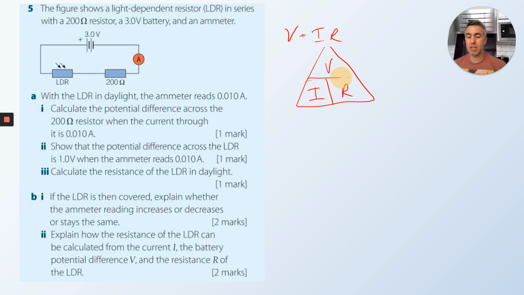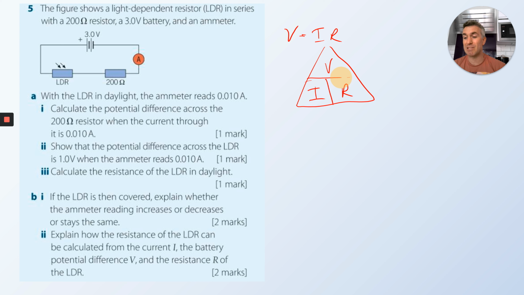Part B, if the LDR is covered, so it's been in daylight, it's now covered. So it's getting darker. What happens to the resistance of a light-dependent resistor when it's dark? Does it go up? Does it go down? Look back at the graphs in your book. What happens to the resistance of an LDR when it goes dark?